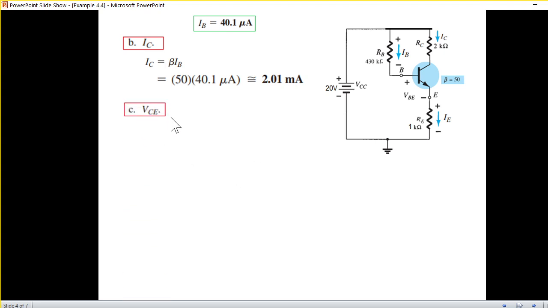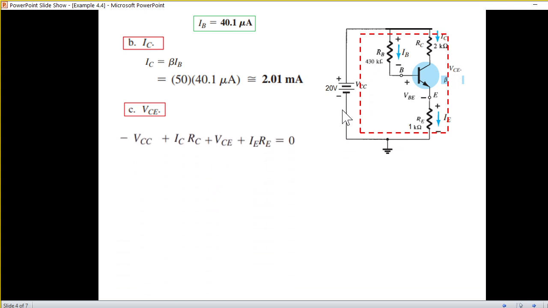Now the third part is VCE. Now what is VCE? This is collector, this is emitter. Between this, the voltage is called VCE. So we have to find this. And for that, we can take the outer loop and write KVL. So going from here, minus VCC, then ICRC, then VCE, and IERE equals 0. And here also we can approximate IE equal to IC. And just for your knowledge, I've written the values.